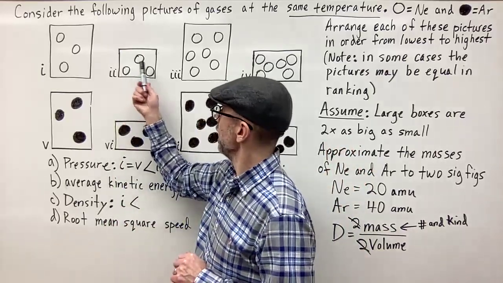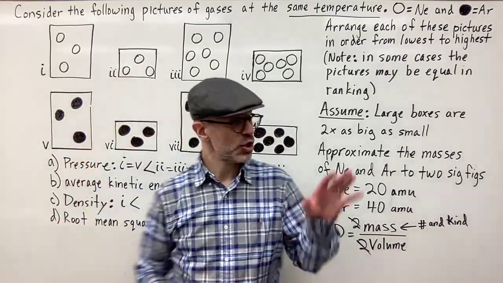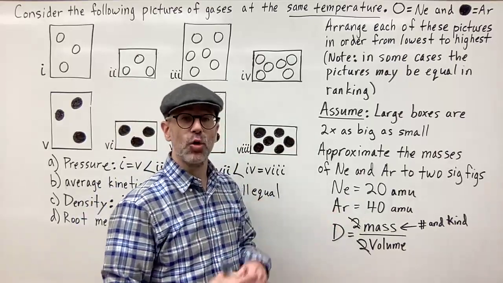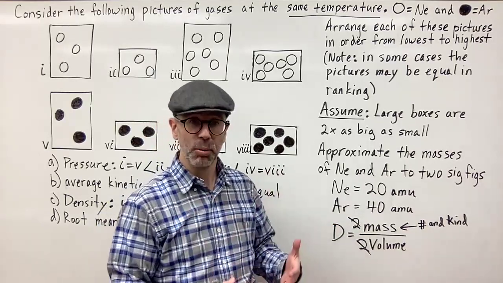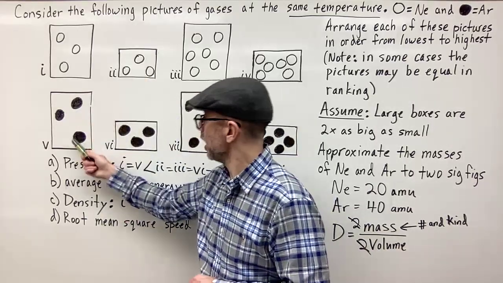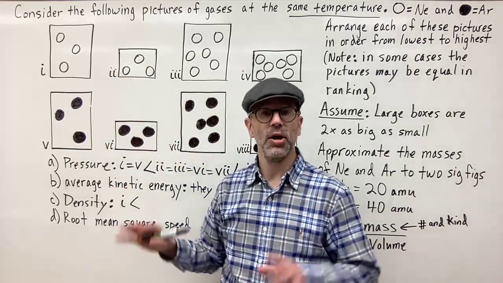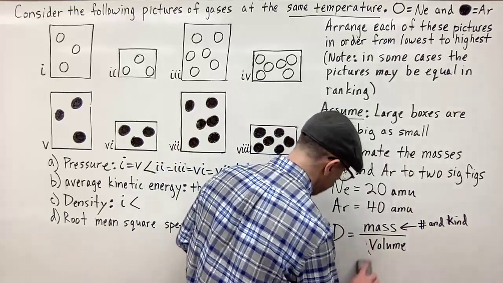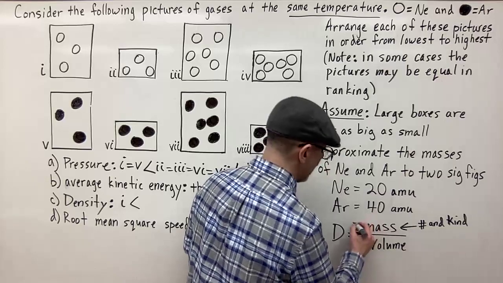So here I have 3 of the neon. Here I have 3 of the argon. But notice that argon is twice as big. So even though the number is the same, I have increased the mass by double, right? Each of these argon particles is double the mass of each of these 3. The numbers are the same, so the mass is doubled. But as we said before, I double the volume, I double the mass.